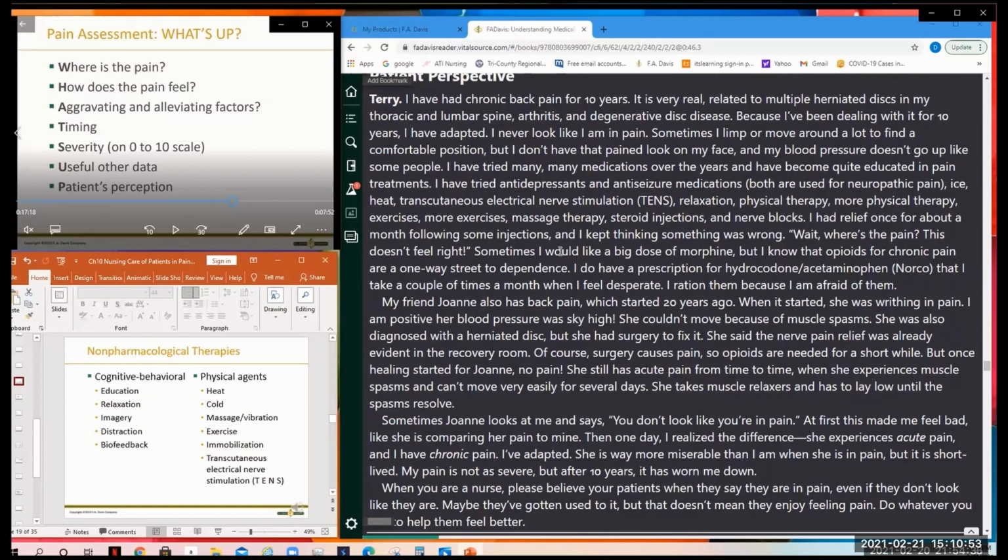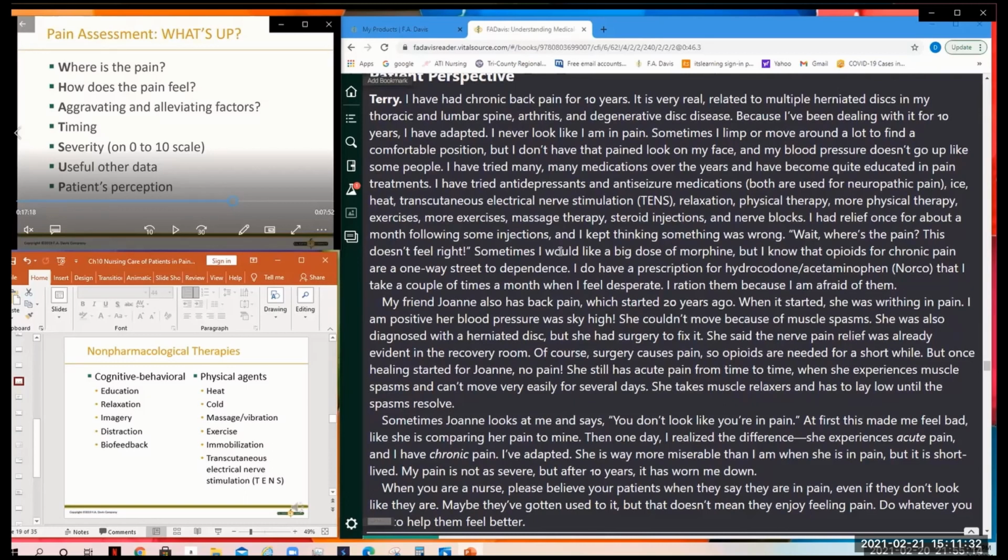Sometimes I would like a huge dose of morphine, but I know that opioids for chronic pain are a one-way street to dependence. I do have a prescription for hydrocodone/acetaminophen, also Norco, that I take a couple of times a month when I feel desperate. I ration them because I'm afraid of them. My friend Joanne also has back pain, which started 20 years ago. When it started, she was writhing in pain. I am positive her blood pressure was sky high.